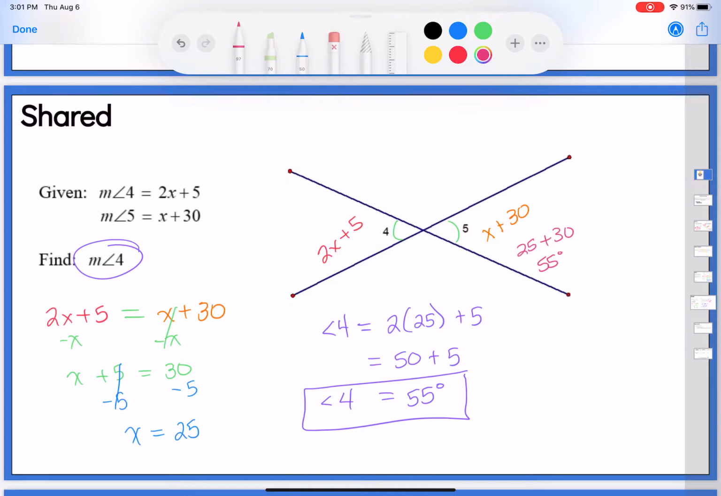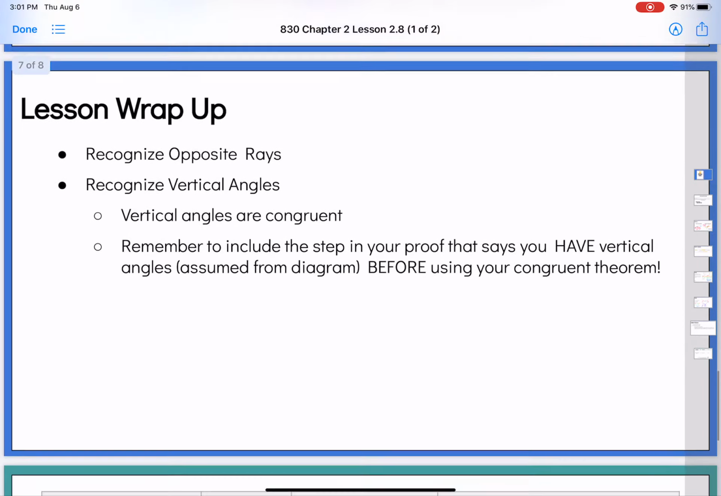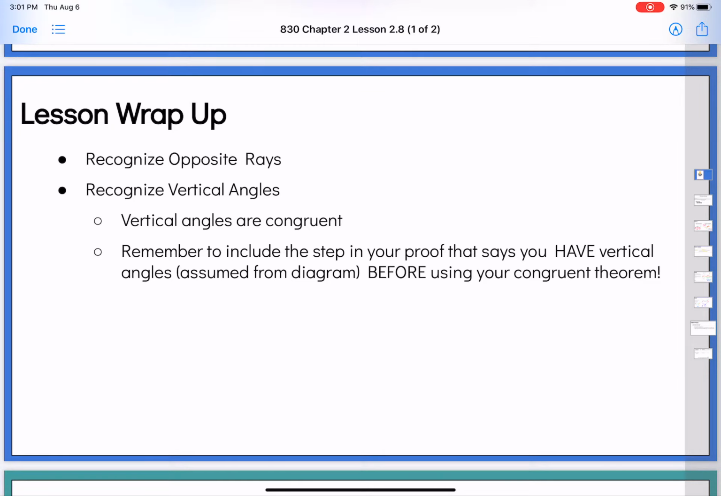That's how you'd use that in an algebra type setting, one where you don't have to prove it, just use it. All right, hopefully you're super confident. That's a nice one to kind of wrap up our chapter 2 with when we have all those theorems and properties buzzing around in our heads, a nice straightforward one to finish it up. So just be able to recognize opposite rays, and you know the reason you have to recognize opposite rays is to really pick out those vertical angles from a picture. Remember, vertical angles are congruent, but don't forget the step in your proof that says you have vertical angles, the assumed from diagram step, before you jump straight to your congruent theorem. The book does not always do a good job of that. Sometimes the answer key skips that assumed from diagram step, but you have to have it, so don't forget.